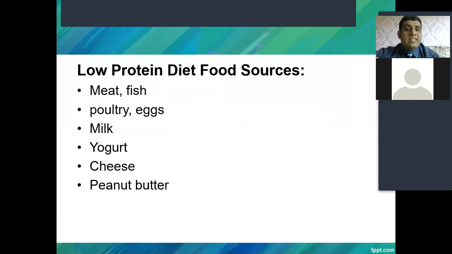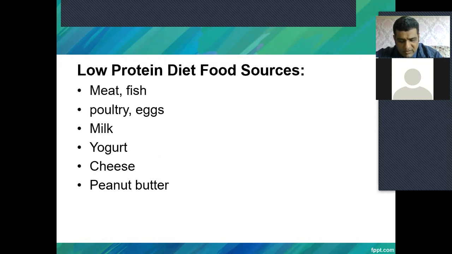Then we can give the patient a low protein diet. This means that we should take care that the patient does not take more protein in the diet. We ask the patient to take low protein. Low protein diet can include meat, fish, white meat from chicken, poultry, eggs, or milk, yogurt, cheese, or peanut butter. We can add these, but our main target is to decrease the protein intake of the patient. If we decrease the protein intake, then definitely the patient will recover soon.